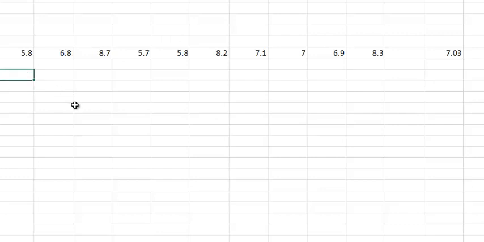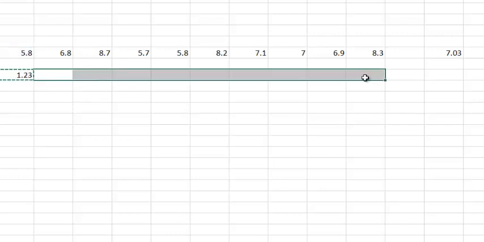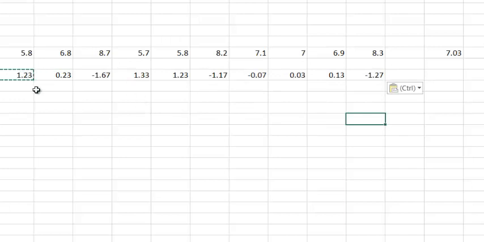So for each one, I'm going to take 7.03, which was the mean, minus whatever is in this box. So the difference between each of these and the mean are these columns. 1.23. This one is 0.23 below the mean.